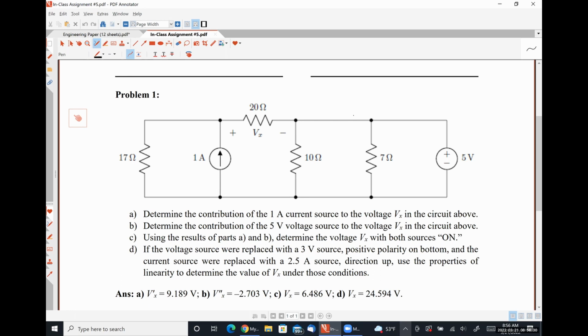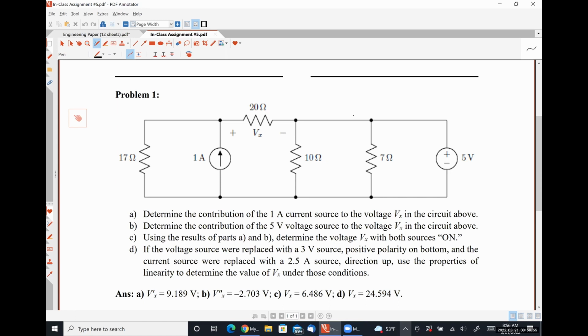so if the 5-volt voltage source were replaced by a 3-volt source, that means I'm scaling it by a factor of 0.6. Positive polarity on bottom means I'm scaling it actually by a factor of negative 0.6. If the current source is replaced with a 2.5 amp source, direction up, that means I'm scaling the current's contribution by a factor of 2.5.